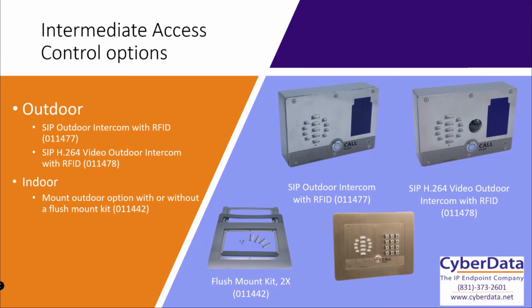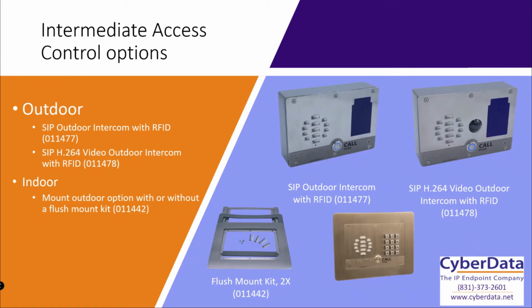So for these offerings, for our intermediate access control solutions, we've got either our SIP outdoor intercom with RFID, part number 011477, or the video variant, that exact same thing, as you can tell from the pictures here. We just stuck a camera on it, and that would be part number 011478, the SIP H264 video outdoor intercom with RFID. We don't have one of these in our powder coat indoor option, so you're just going to be dealing with your stainless steel chic there.